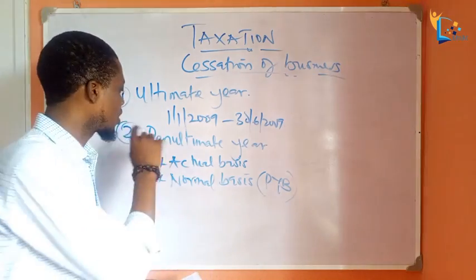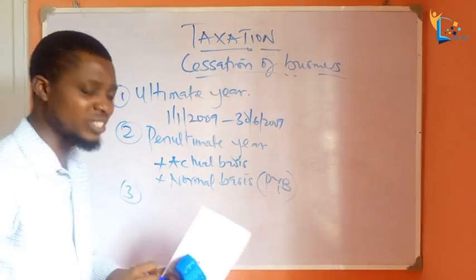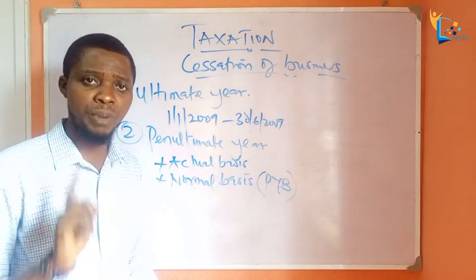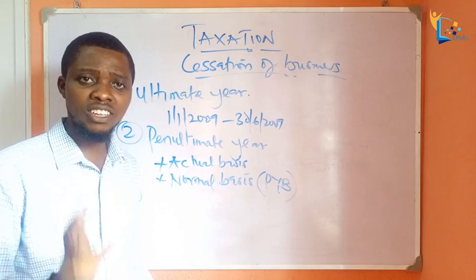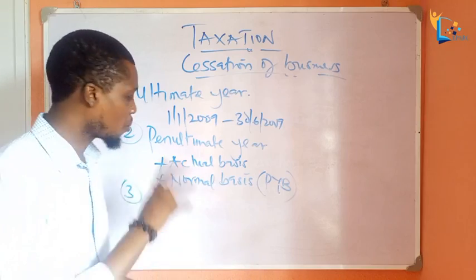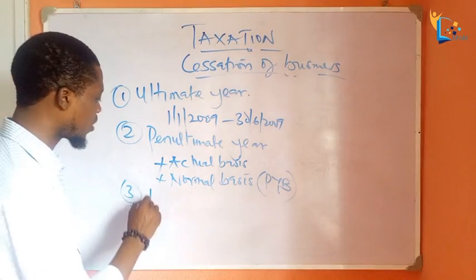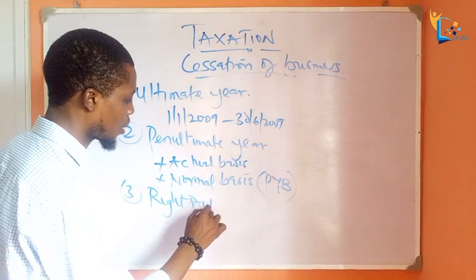Then number three, the right of election is vested with the tax authority, not the taxpayer. Now, when we did cessation and commencement of business, the right of election was vested on the taxpayer. But in this case now, the right of election is vested on the tax authority. Sorry about that.